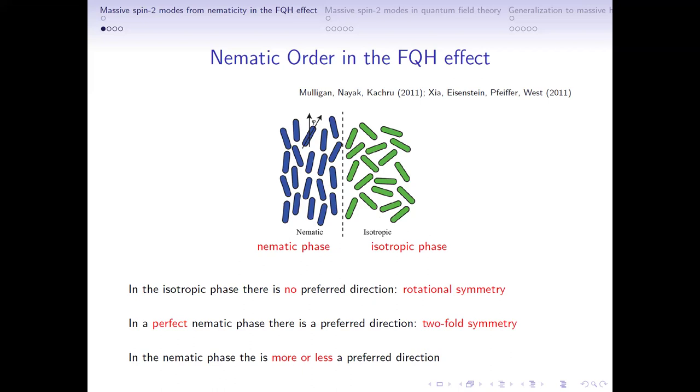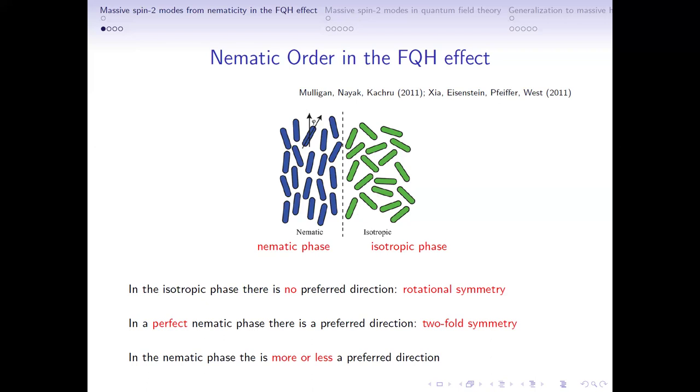So a nematic order is something that you see if you have an isotropic phase. This is, by the way, a concept which was also studied in the liquid crystal literature. Then you have all kinds of directions, there's no preferred direction. And in a nematic phase, everything is in this direction or the opposite direction, or more or less in that direction. So in an isotropic phase, there's no preferred direction, it's rotationally symmetric. And in a perfect nematic phase, everything is exactly in the y direction, both up and down, a twofold symmetry. And in a nematic phase that's not perfect, they are more or less in that direction.